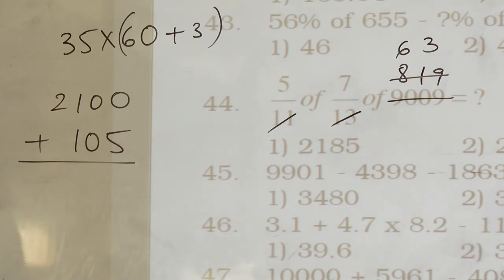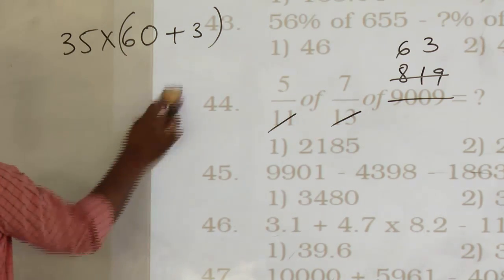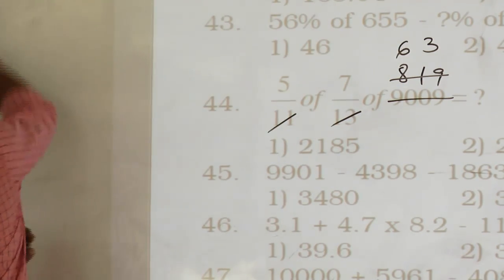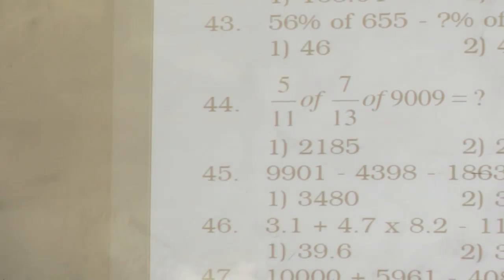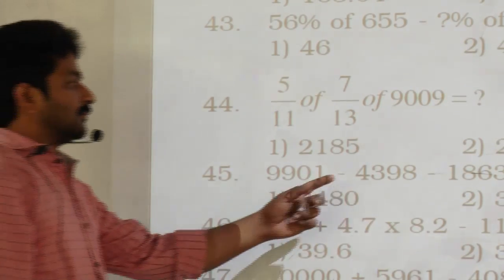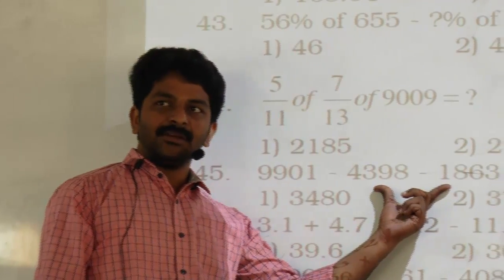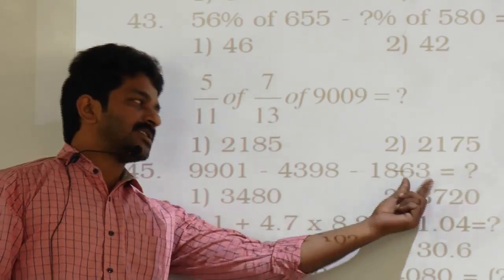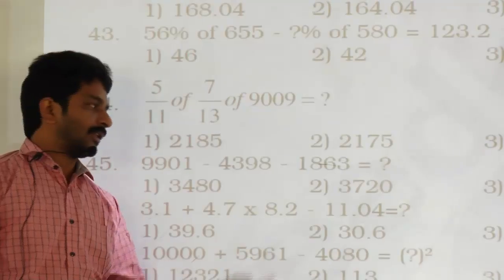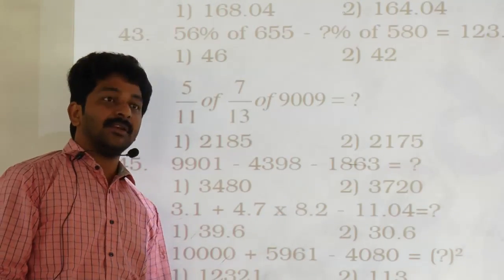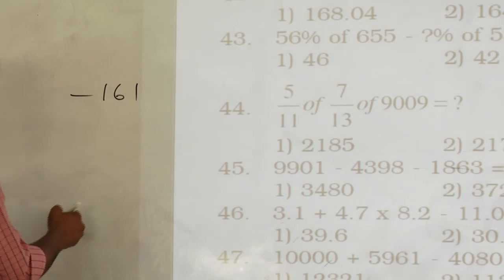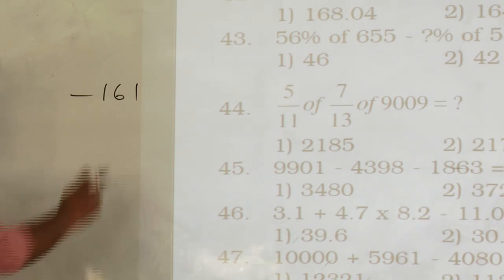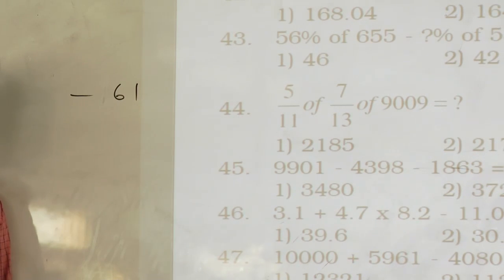Next. Let me calculate first negative number. 98 plus 63. 98 plus 63, 161. You need to subtract 161. If you want to verify last 2 digits, you need to subtract 61.